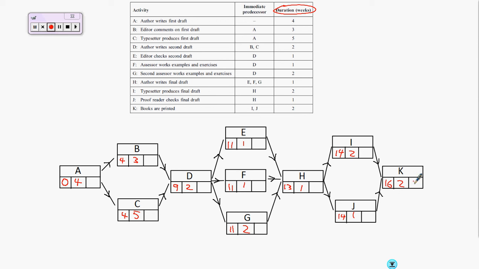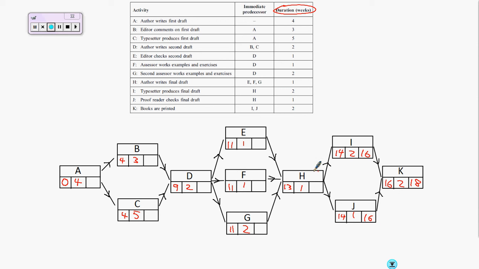Next, to fill in the last box, we need to do a reverse pass to find the latest finish time. So this time we start from this end, and if K starts after 16 weeks and takes 2 weeks, it'll be finished by 18 weeks. Now, working backwards, if K has to be finished by 18 weeks and it's taken 2 weeks, then both of these activities must be finished by 16 weeks.